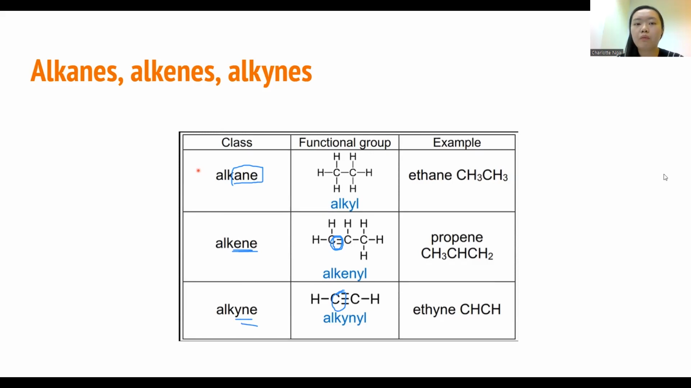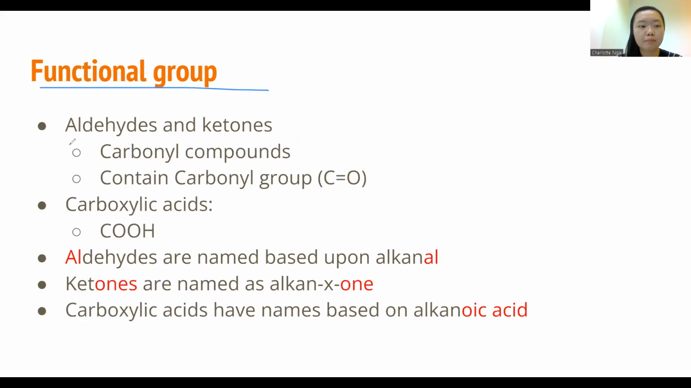The next topic I want to go through is functional groups. For example, we have aldehydes and ketones. These two are what I call carbonyl compounds because they contain a CO double bond. For carboxylic acid, it will be COOH. So if you see a COOH group in the structure, that means this is a carboxylic acid. When some functional group appears on the structure, the name will be a bit different.